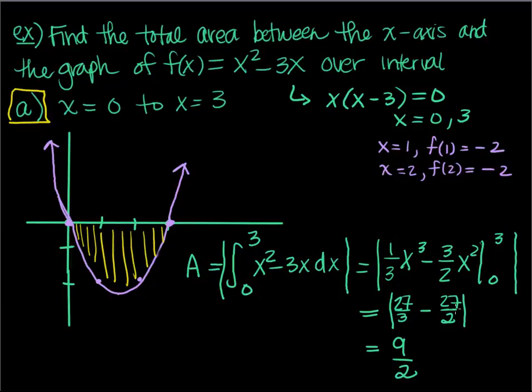So again, look at what this gives you. I just want to point out that before the absolute value, you get a negative 9 halves. And why is that negative? Because it's below the x-axis. So our answer for part A is going to be a positive 9 halves because I want to have just the area.